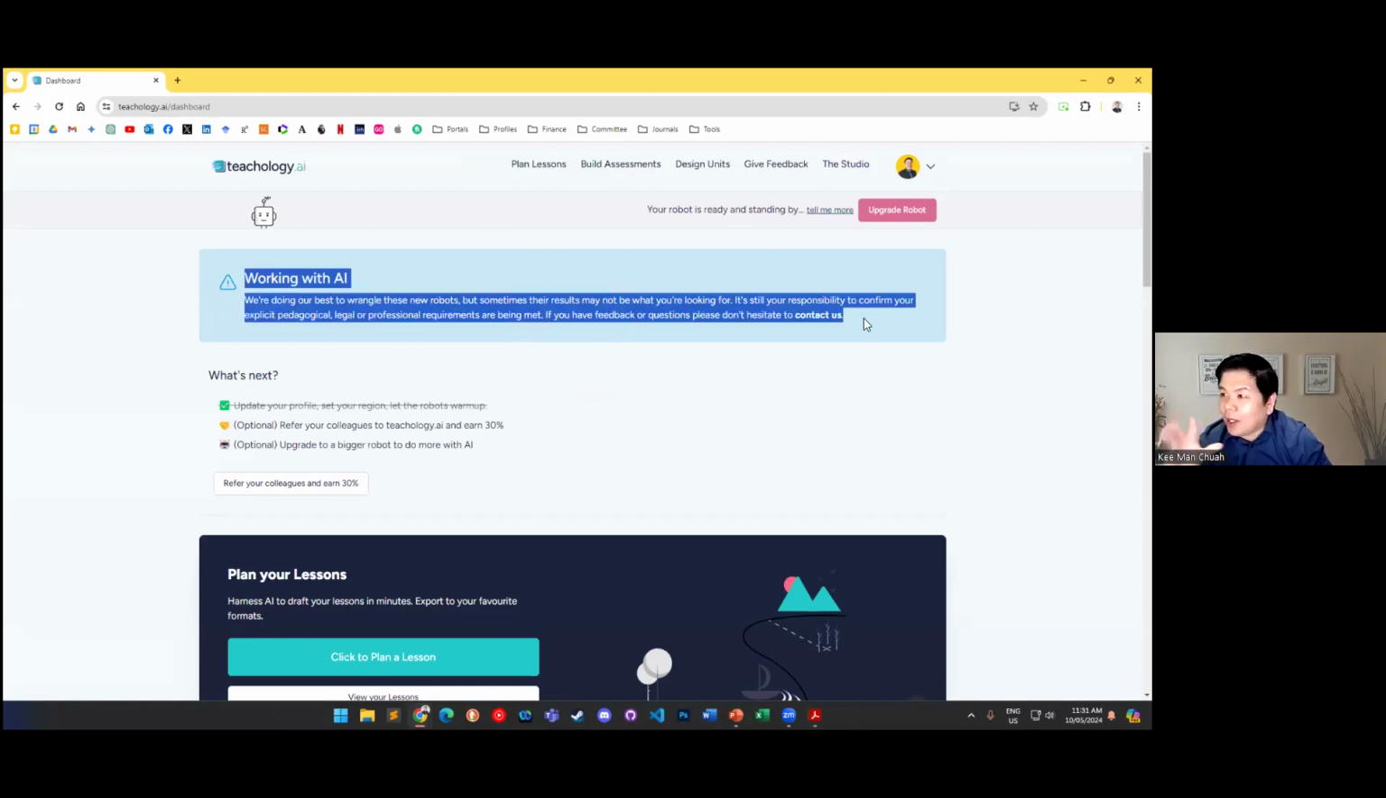Okay, the concept is like this. Teachology AI is like your assistant, and they call it robot here. Once you sign up, you get to use this about, I think, 13 times. 13. Not in one go, but it resets every day. So if today you use it more than 13 times, then you will not be able to continue using the robot. You can still use other things, but not the robot, right? So you have to wait 24 hours. Every time you use something that requires the robot to intervene, it will take up one count.